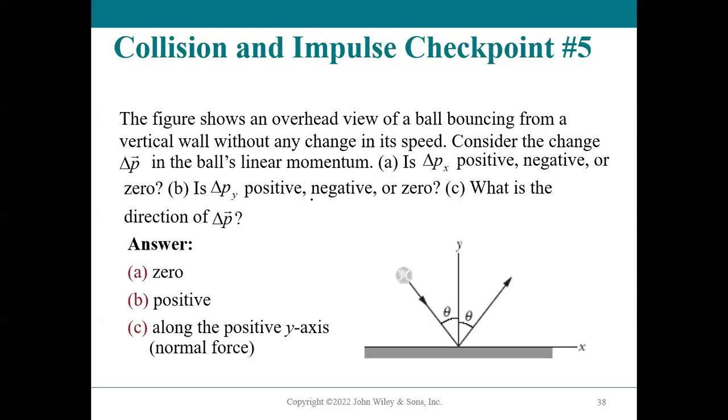Okay, collision and impulse checkpoint. The figure shows an overhead view of a ball bouncing from a vertical wall without any change in its speed. Consider the change delta P in the ball's linear momentum. Is delta Px positive, negative, or zero? Is delta Py positive, negative, or zero? And what is the direction of delta P?